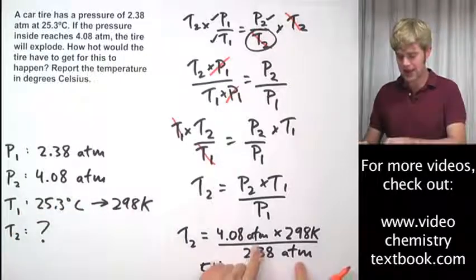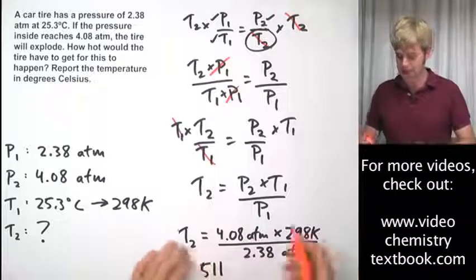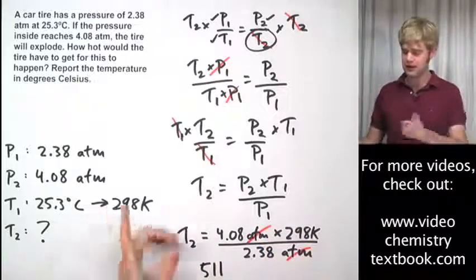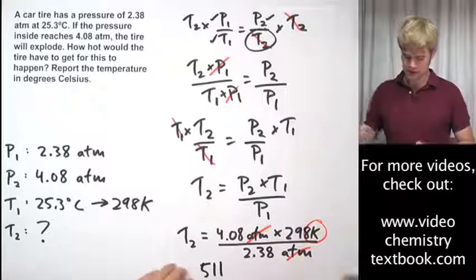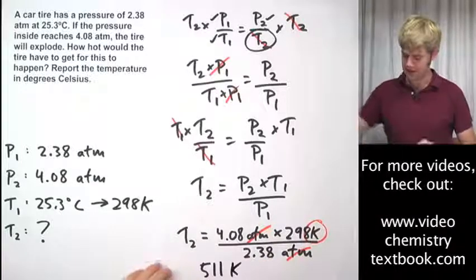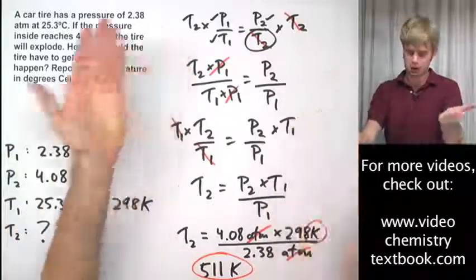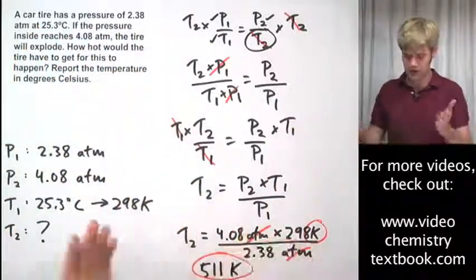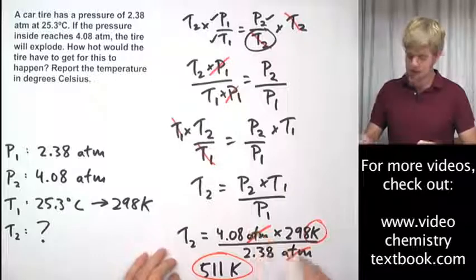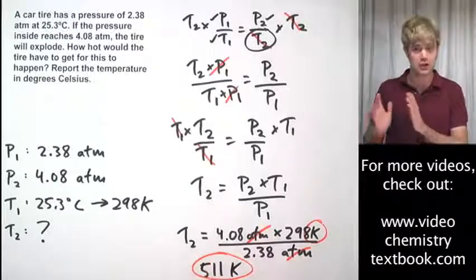Well, it depends what cancels out here. Atm on the top, atm on the bottom, they both cancel out. I'm left with Kelvin. So it's going to be 511 Kelvin. And that makes sense because we said that we were looking for a temperature. Obviously, T2 is going to be in Kelvin, but it's still important to cancel these units just so we can make sure that we set everything up carefully.